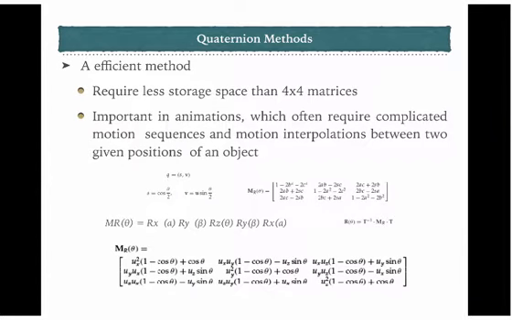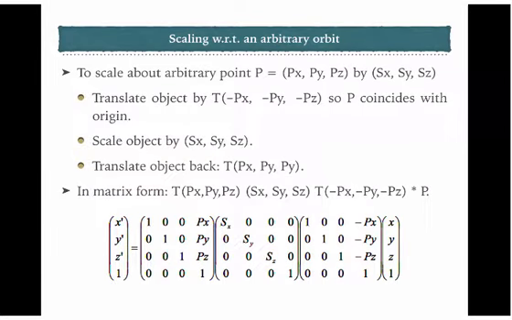Quaternion methods. This is an efficient method. This requires less storage space than a 4x4 matrix. This method is important in animations, which often require complicated motion sequences and motion interpolations between two given positions of an object.